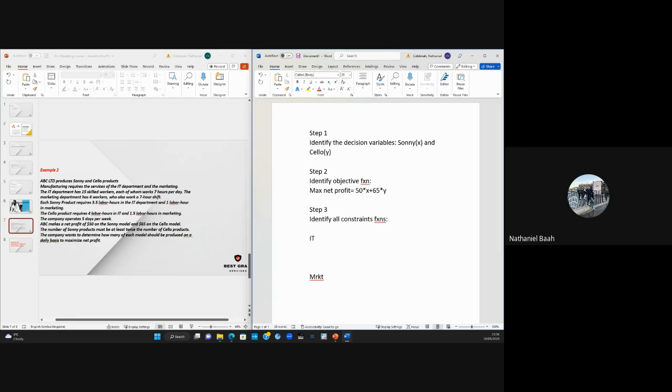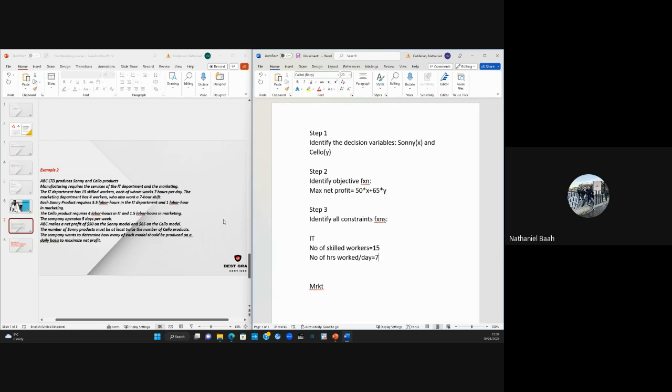Good. So let's follow. Let's read the question here. It says that the IT department has 15 skilled workers. So the total number of skilled workers equals 15. But let's read. Each of whom works 7 hours per day. The number of work hours. So let's say the number of hours worked a day is 7 hours each.